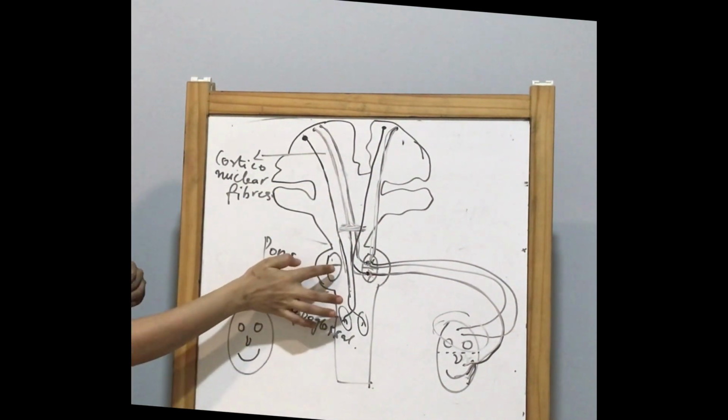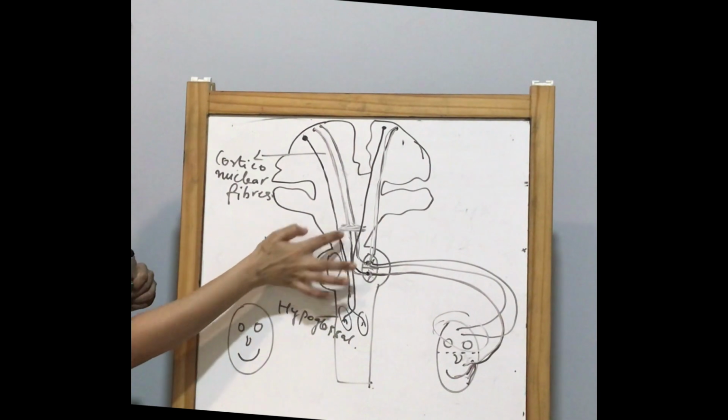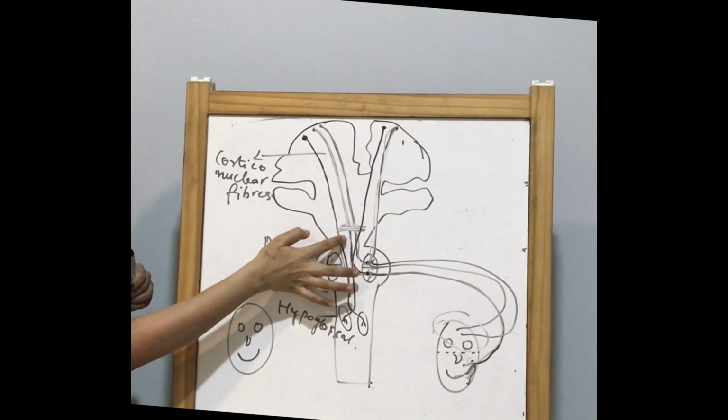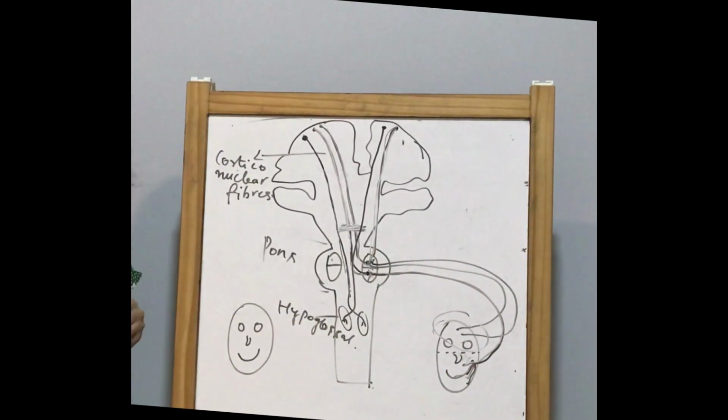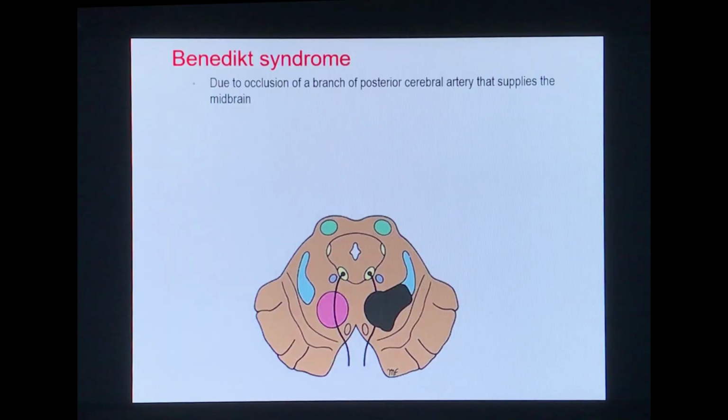So for this facial, the upper motor neuron is in the midbrain. But if the facial nerve is affected below, the entire face is affected because it is a lower motor neuron lesion. So this is only seen whenever there is an upper motor neuron lesion. We will be learning about this in detail in my future videos on the cranial nerve nuclei. So the next syndrome is Benedict syndrome.